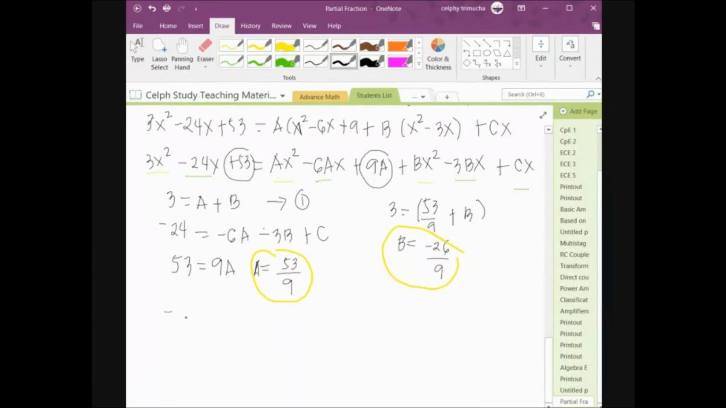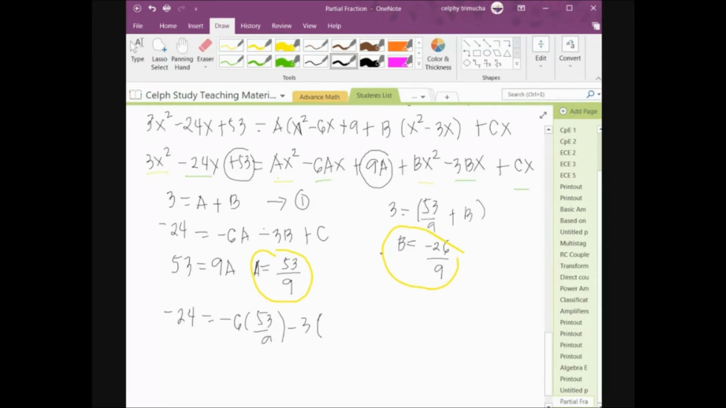So we have negative 24 is equal to negative 6 times A, which is 53 all over 9, minus 3. Yes, Wendy. Sir, is that negative? Negative, for the 26 over 9. Yes, I said 53 over 9 minus 3. It should just be positive, sir. The B you have there is negative, and the 53 over 9 is positive. Okay. 53 all over 9. Sige, sir.